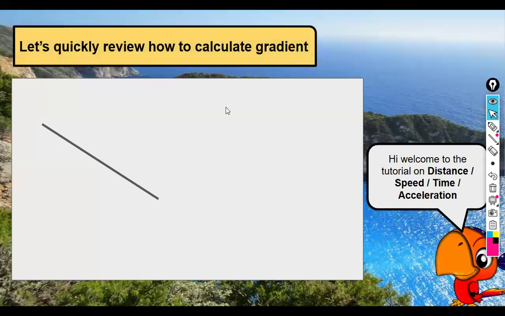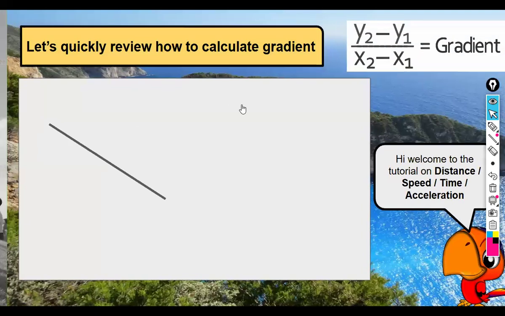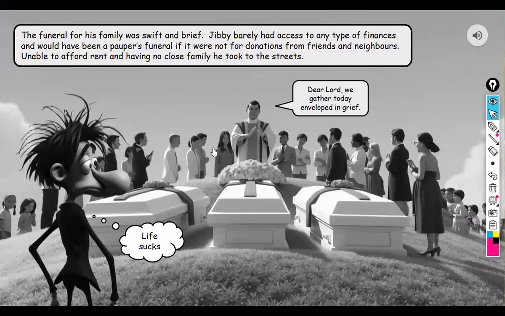All right, so we did this already, right? All right, so let's continue with our story with Mr. Jibby. As you all know, Jibby's life isn't going so well. So this is him attending the funeral for his family.